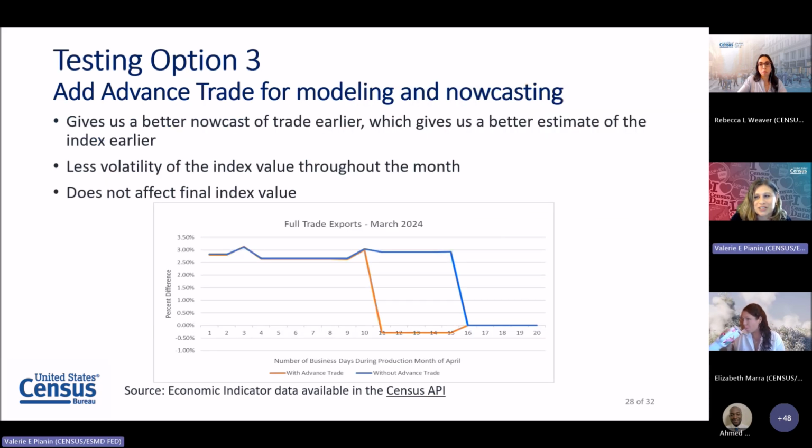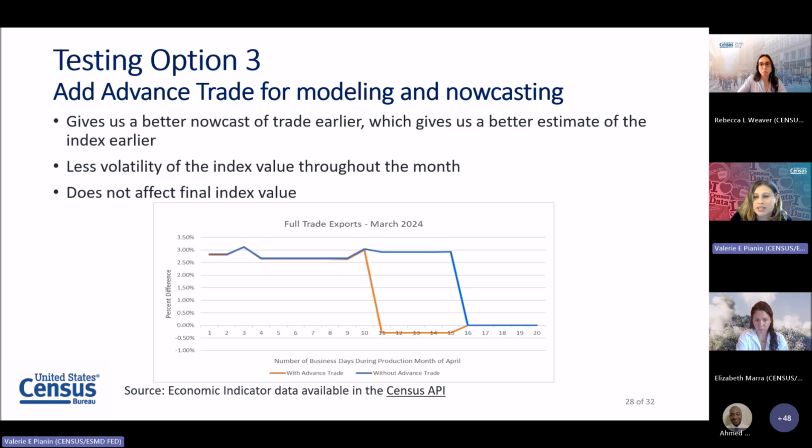Option 3, add advanced trade for modeling and nowcasting. This gives us a better nowcast of trade earlier, which gives us a better estimate of the index earlier. There is less volatility in the index value throughout the month, and it doesn't affect the final monthly index value.